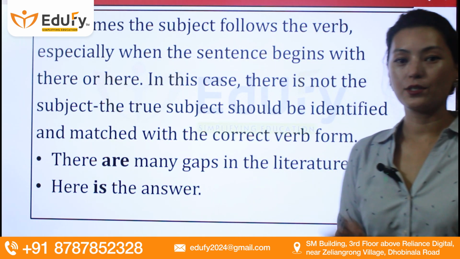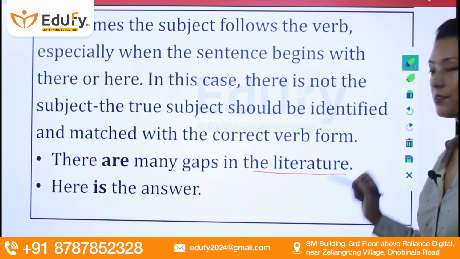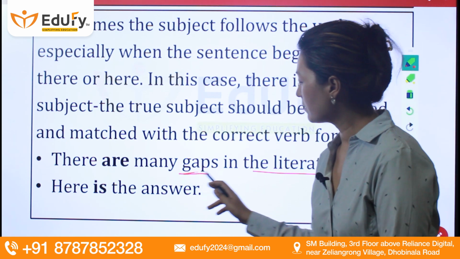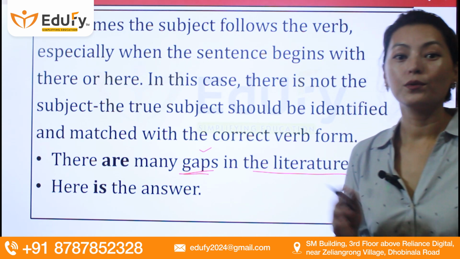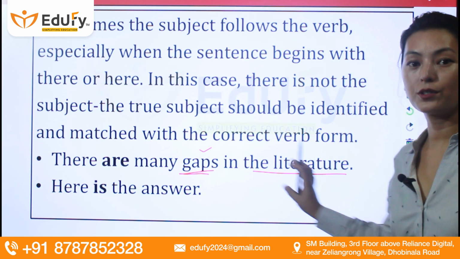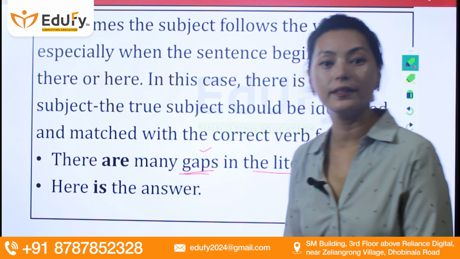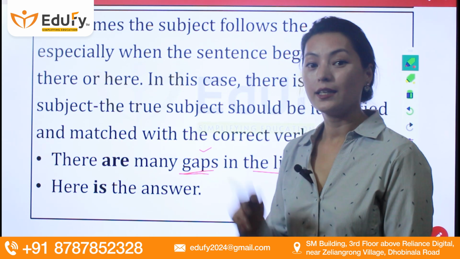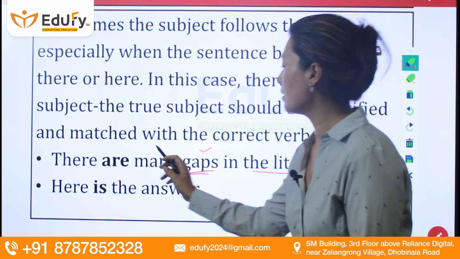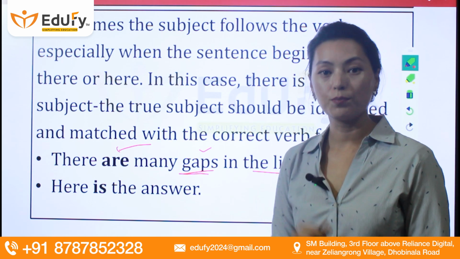Here, what are we talking about? Are we talking about the literature or are we talking about the gaps? We are talking about the gaps, right? We're talking not about the literature, we're talking about the gaps that are in the literature. So, therefore, this is the subject. Gaps is a plural subject, so therefore the verb also becomes plural.